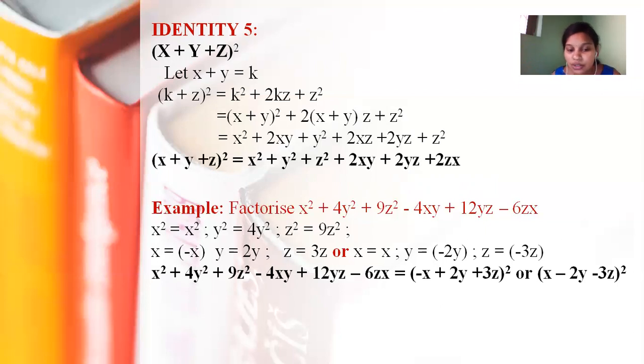So I'm giving a task to you to find x plus y minus z whole square. Just simply take x plus y equals k. So it becomes k minus z whole square. Apply the identity, that is a minus b whole square. Then you can find the identity for x plus y minus z whole square. So as we discussed 5 identities, the remaining 3 we'll discuss in the next video.